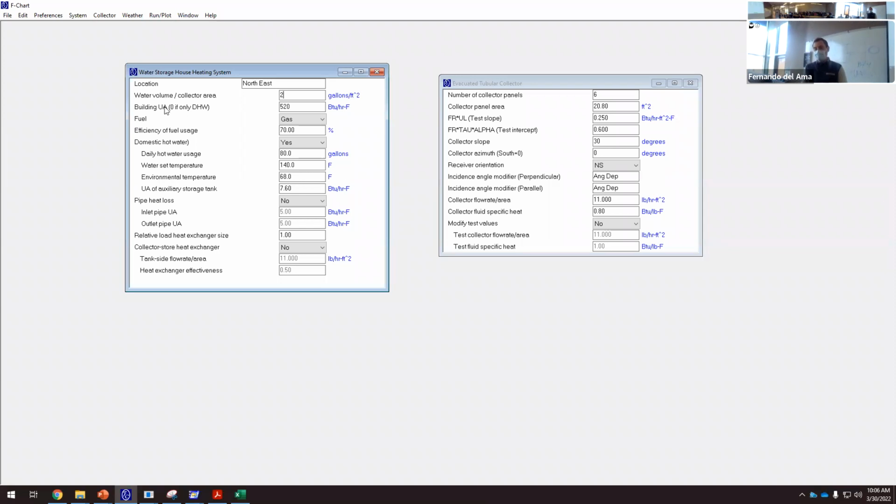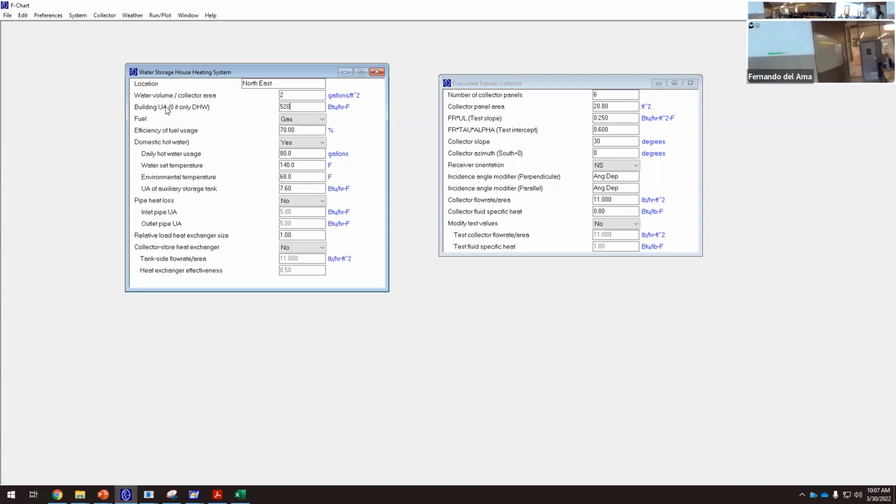This is the building UA, 0 if it's only domestic hot water. We have domestic and heating, okay? So what is this UA? You remember that the heating load is U times the area times the indoor minus outdoor temperature. And here we have a value that we calculated with the Excel file. What we have to do now is divide this value by the temperature difference, because we need just U times A.